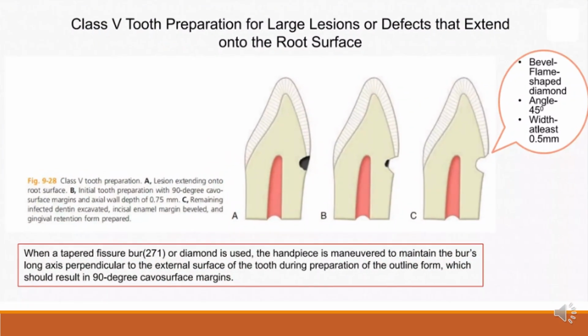Let's see the tooth preparation for large lesions or defects that actually extend onto the root surface. The initial tooth preparation is done with 90-degree cavosurface margins and an axial wall depth of 0.75 millimeters. Then the remaining infected dentin is excavated, the incisal enamel margin is beveled, and the gingival retention form is prepared.